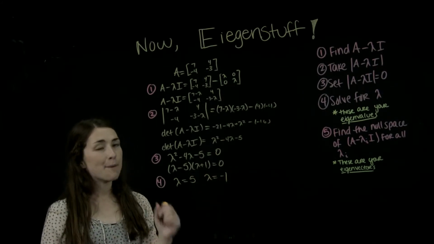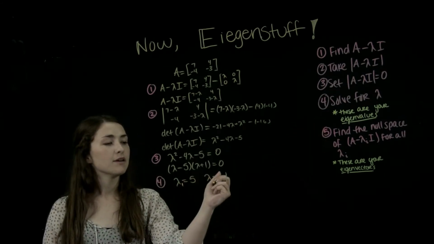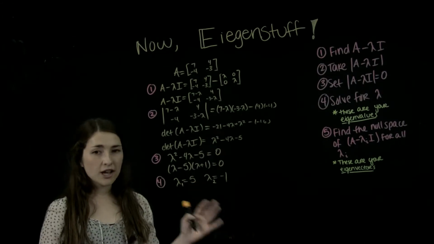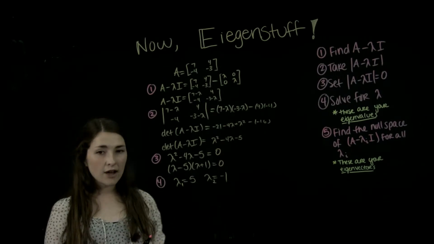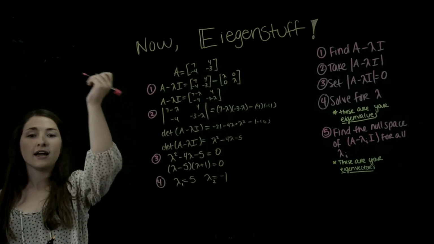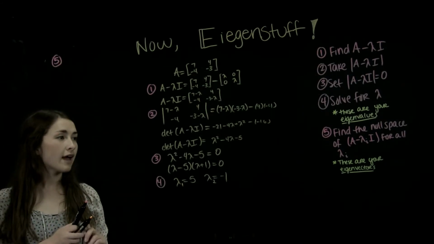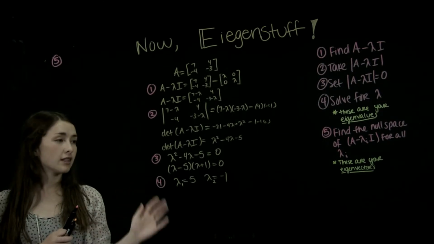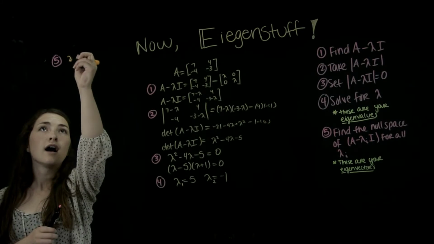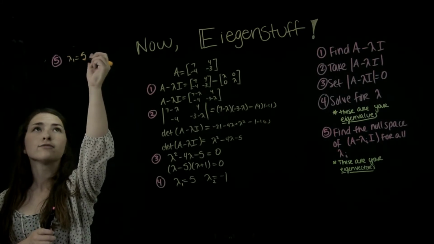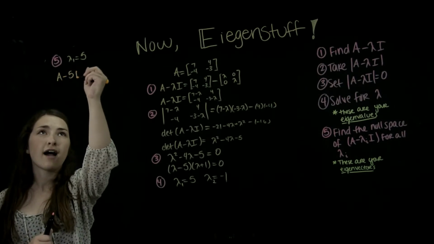We always like to number our eigenvalues. So see, we found our eigenvalues. We like to number them so we can keep track of which eigenvalue we're talking about and which eigenvector corresponds to them. So now we're going to do our fifth step, which is solve for the null space of A minus lambda I for all lambda I. So we are going to take our first eigenvalue, which is 5, and we're going to solve for the null space of A minus 5I.